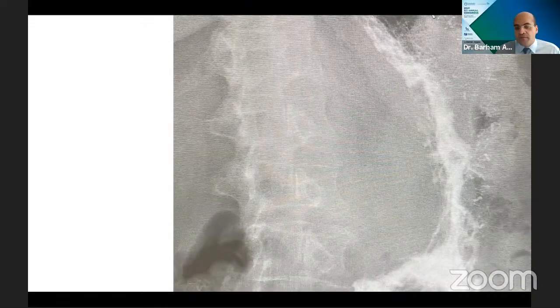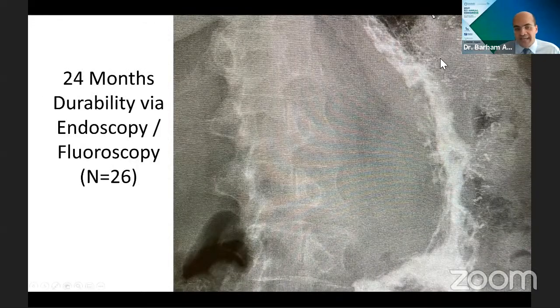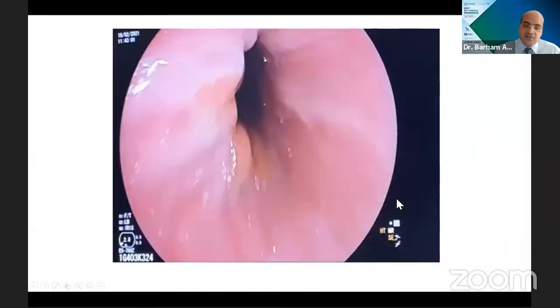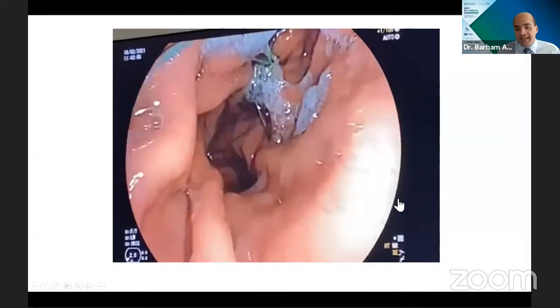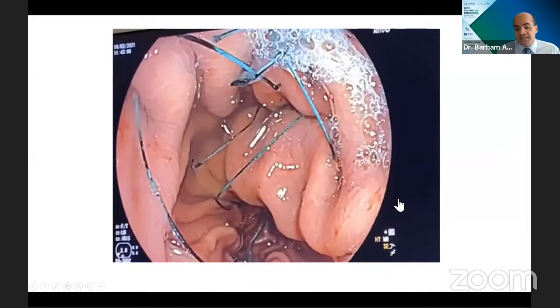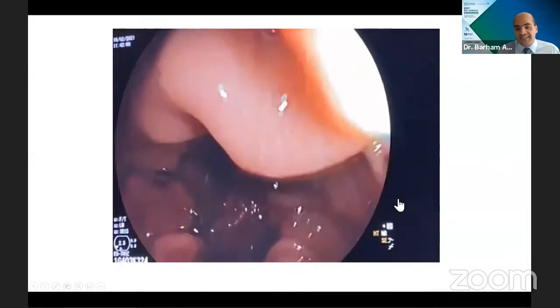And if we look at the assessment for durability at 24 months with endoscopy and with fluoroscopy, you could see that the configuration is nicely maintained at 24 months. And this is the correlate video. This is at 2 years. You could see that the plication is there. The tubular shape of the stomach is nicely maintained.